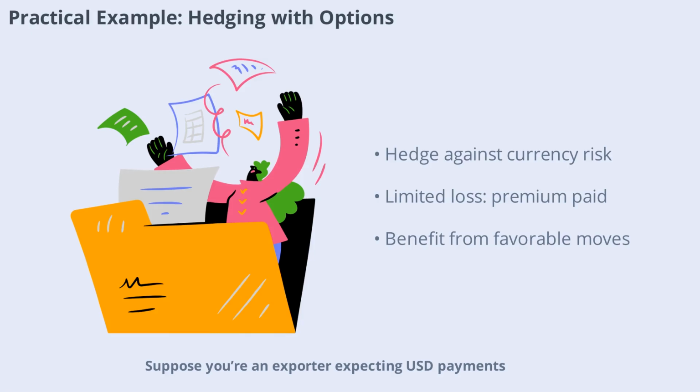Suppose you're an exporter expecting USD payments. You buy a USD-INR put option to hedge against a fall in the dollar's value. If the rupee strengthens, your option gains value, offsetting your loss in the spot market. If the rupee weakens, you let the option expire, losing only the premium. This strategy provides protection while allowing you to benefit from favorable moves.